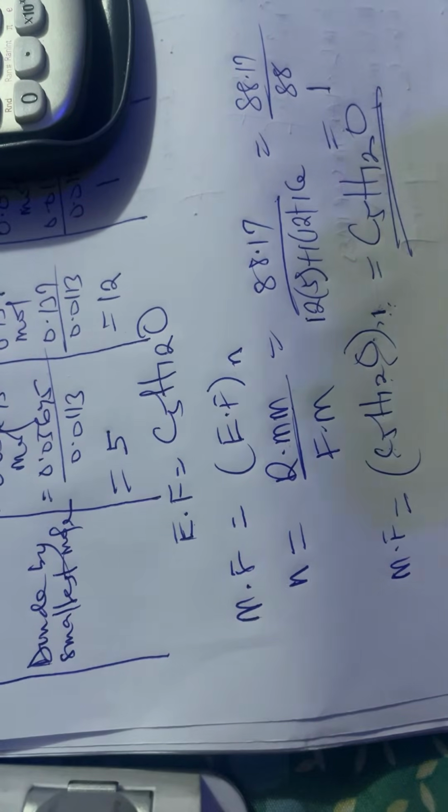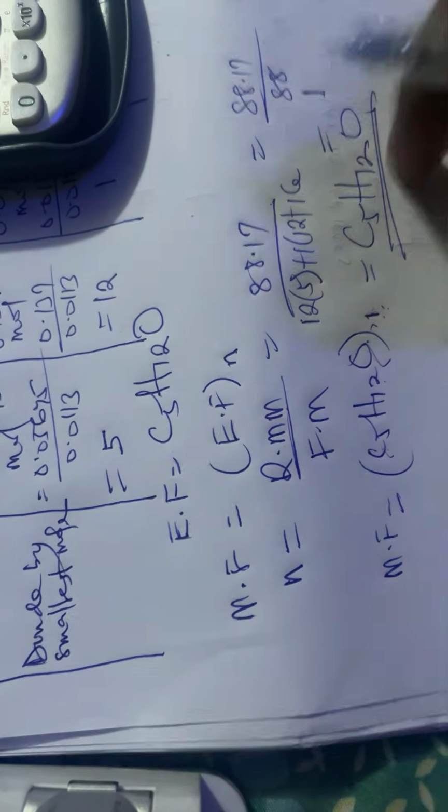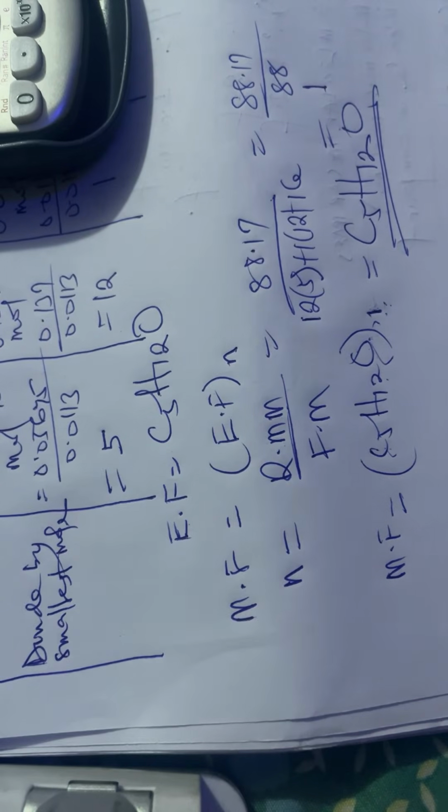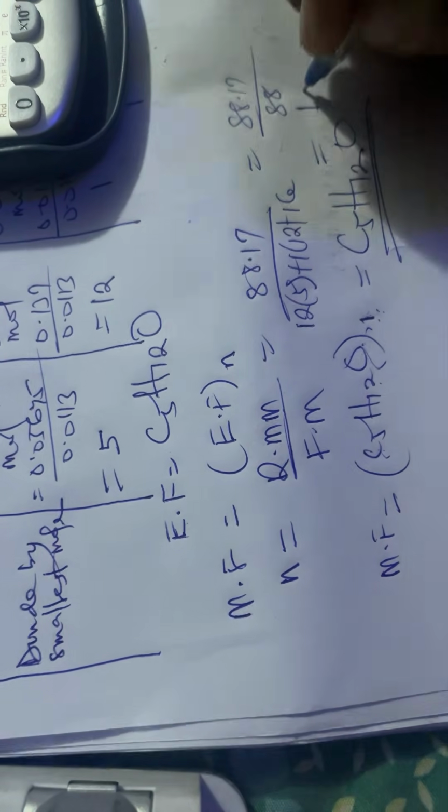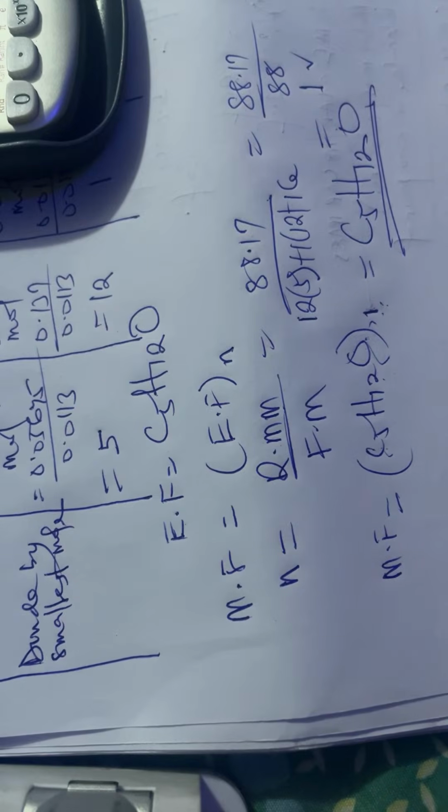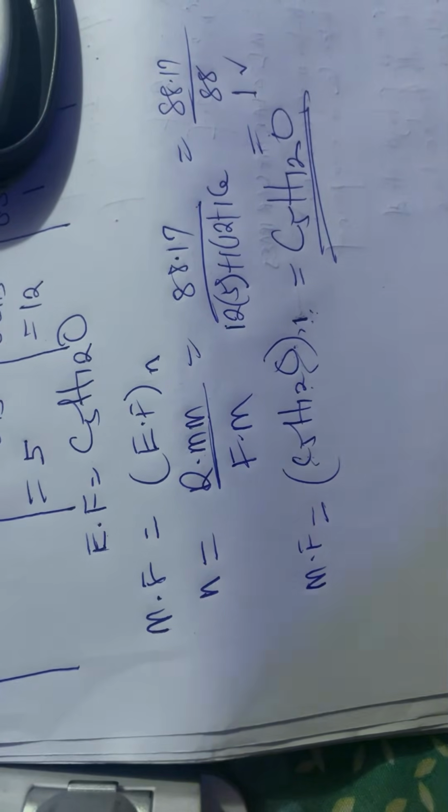So it's possible for your empirical formula to be the same as your molecular formula. The only time it's possible is when your n gives you 1. Now I want to let you know of a trick as well.